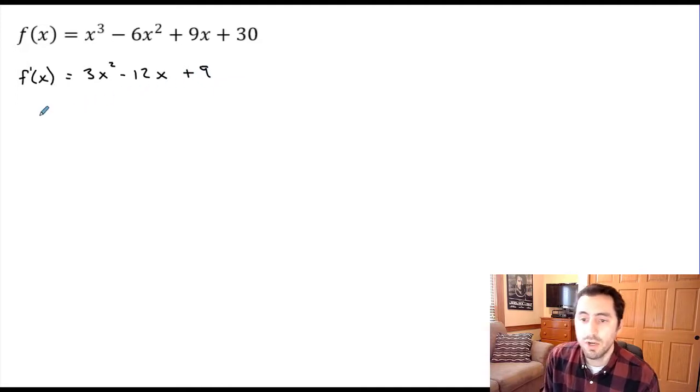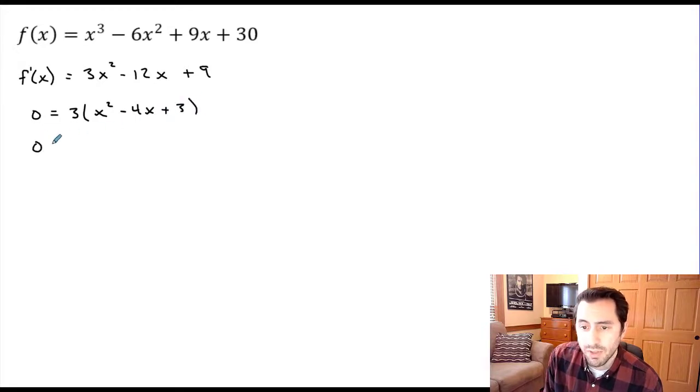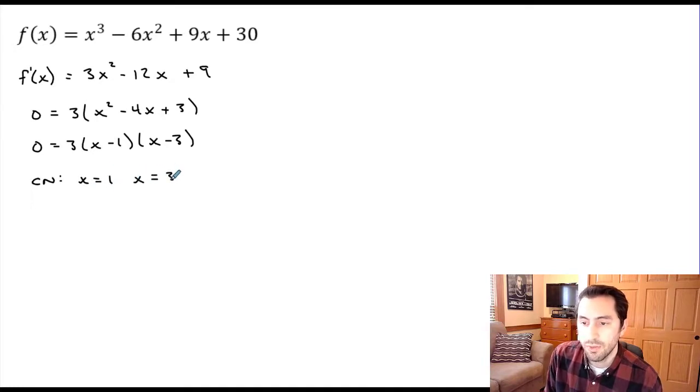And now our critical numbers are going to occur whenever this is equal to 0 or it's undefined. But this is just a polynomial, so I don't need to worry about the undefined ones. So I'm just going to factor this as much as I can. I can factor out a 3, and that leaves me with x squared minus 4x plus 3. And now factoring that trinomial, we're going to end up with x minus 1 and x minus 3. So taking a look at that, we can see our critical numbers are going to occur at x is equal to 1 and at x is equal to 3.